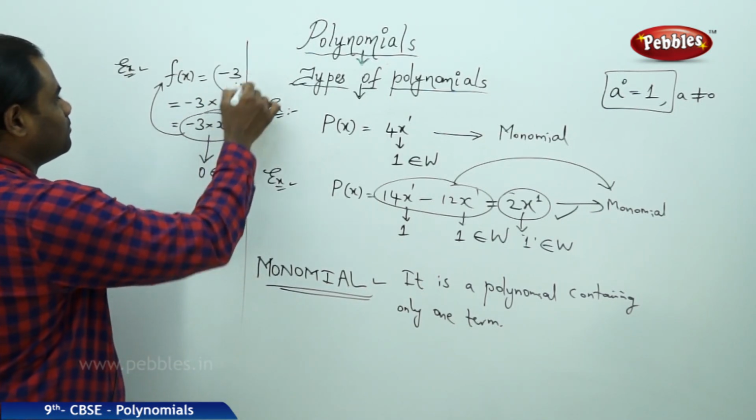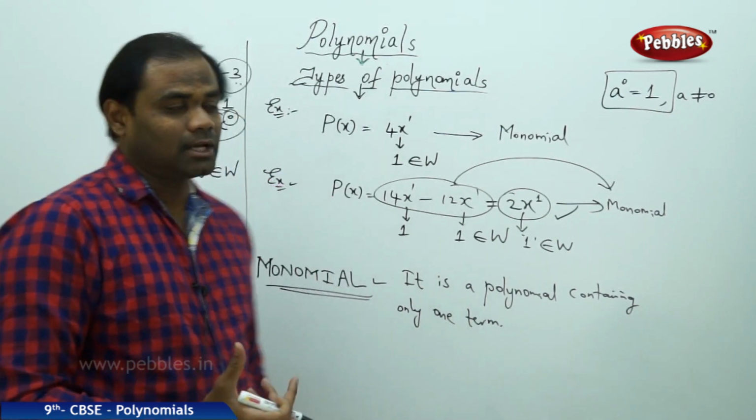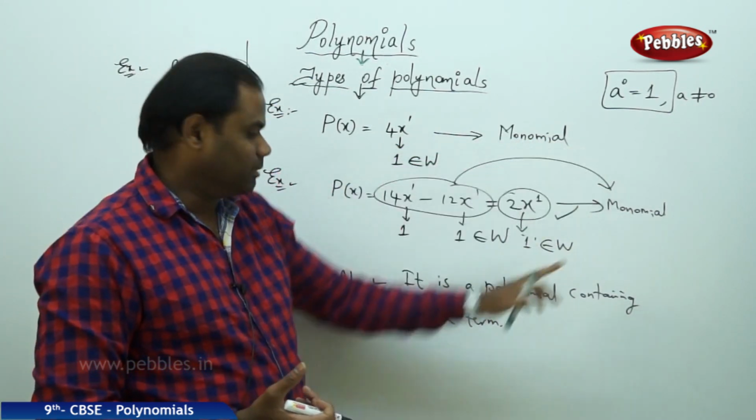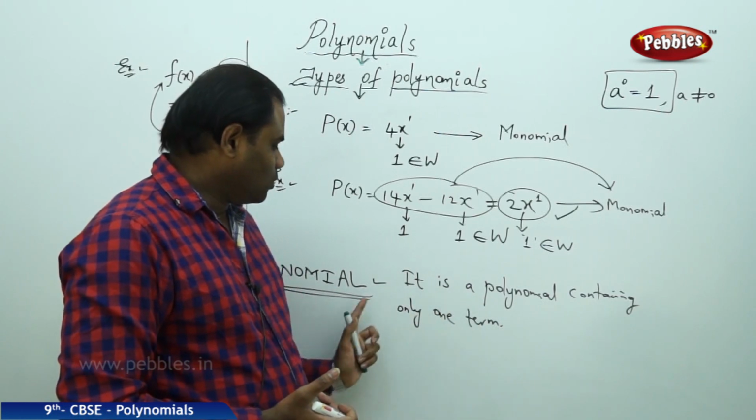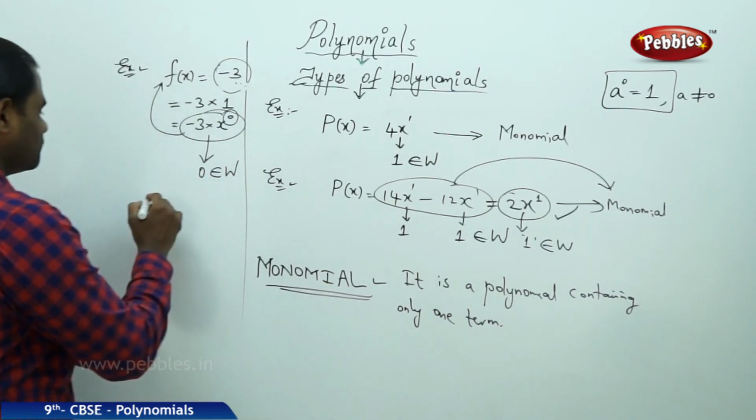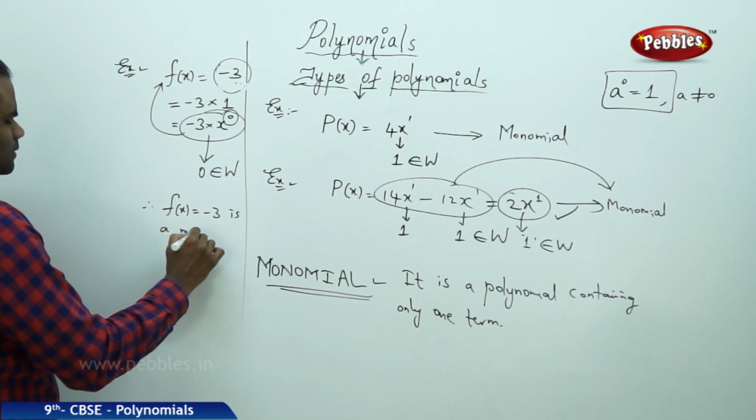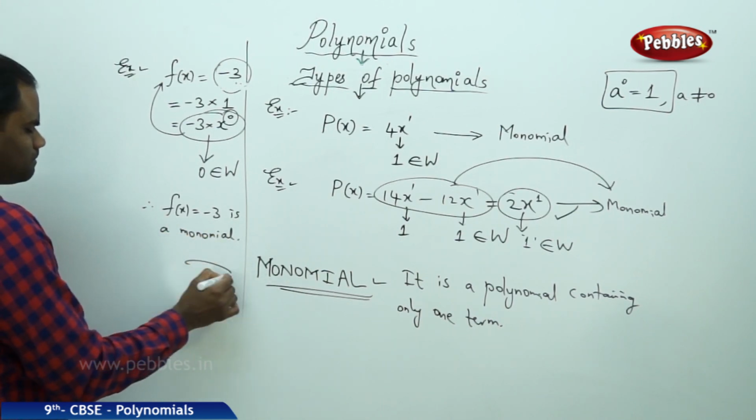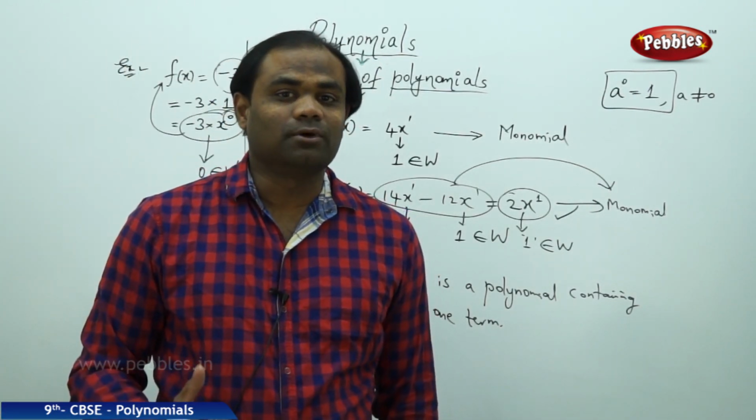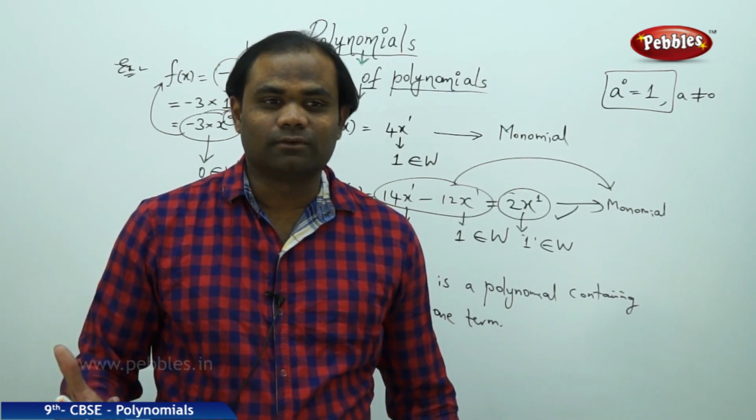So indirectly, -3 is a polynomial, and it is a polynomial of one term because I have only one term out here, and therefore this is a monomial, based on the definition that a monomial is a polynomial containing only one term. And therefore, f of x equal to -3 is a monomial, is how I understand monomial as the definition of a polynomial with one term. Monomial is a polynomial of one term.